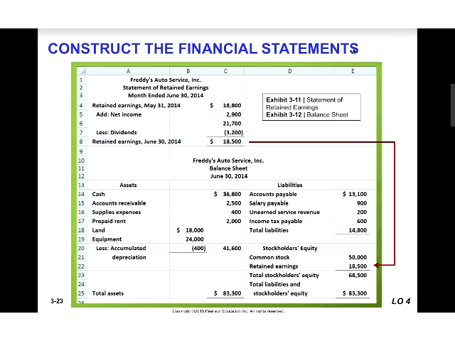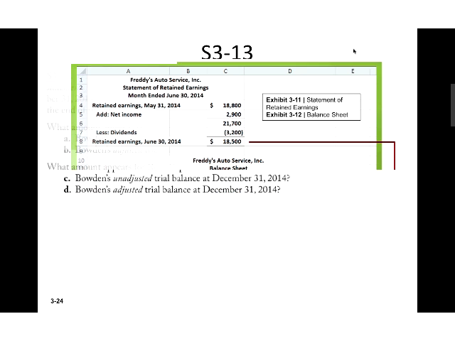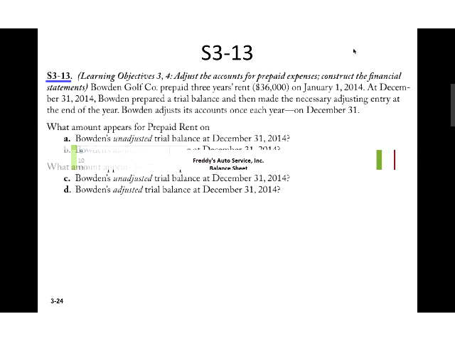So exhibits 310, 311, and 312. Very good. So now what we're going to do is another homework exercise, and this one's 3-13. This one's not a lot of writing.